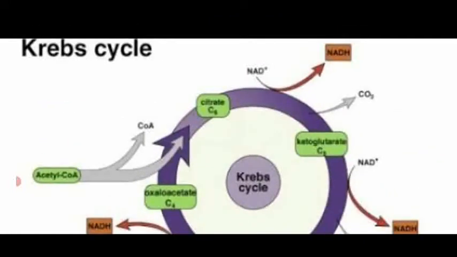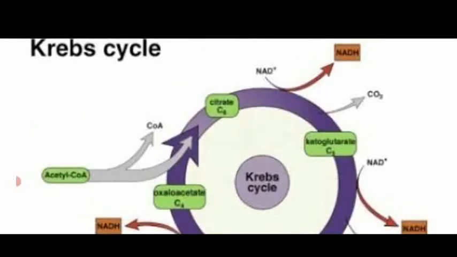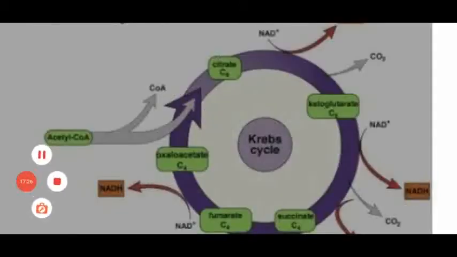That's why it is named the TCA cycle, or tricarboxylic acid cycle. Then see the first one, citrate. That is citric acid formation, so it is otherwise named the citric acid cycle. So this is the second process, which takes place in the mitochondrial matrix.